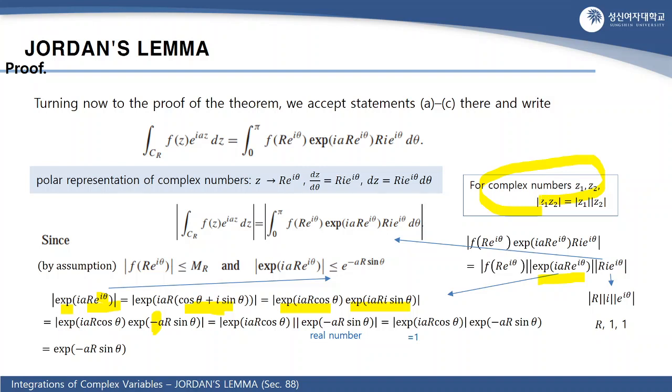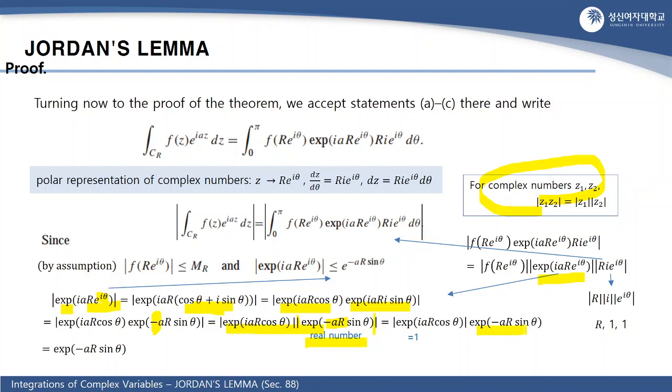So again, we use this fact: the magnitude of the product of two complex numbers is the product of their magnitudes. So we can now split up these two terms. The exponential of negative AR sine theta is a real number, and the magnitude of a real number is just that real number. So we can erase the magnitude bars from here.